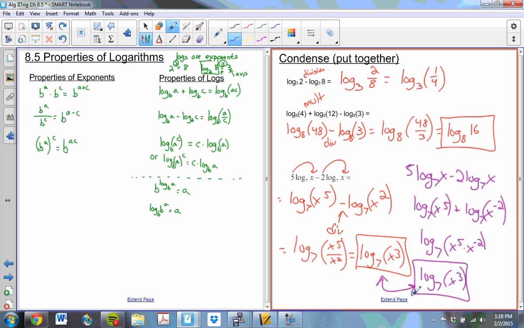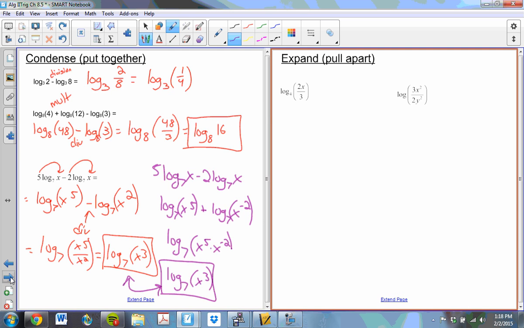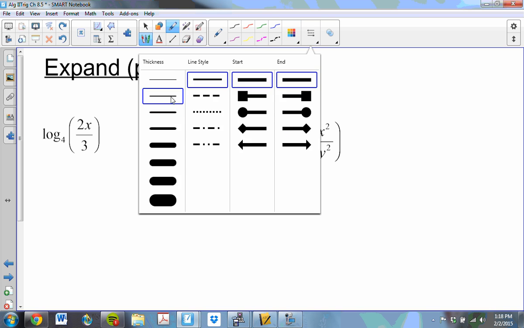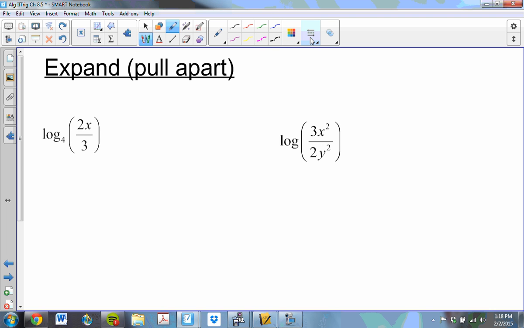That's condensing, taking a bunch of logarithmic expressions and writing them as one logarithmic expression. Expanding is doing the opposite, pulling things apart. I'm going to go to one screen now. I'm going to pull these apart using the same rules. So I know that this right here is multiplication, and that multiplication becomes addition. It's going to be log base 4 of 2 plus log base 4 of x. And then the division becomes subtraction.